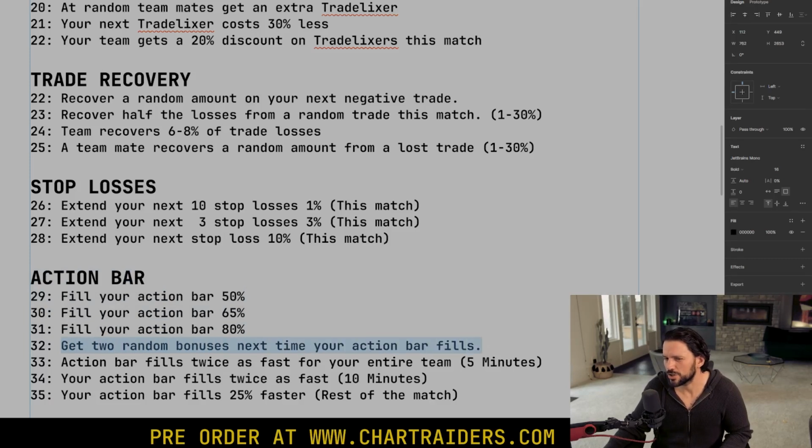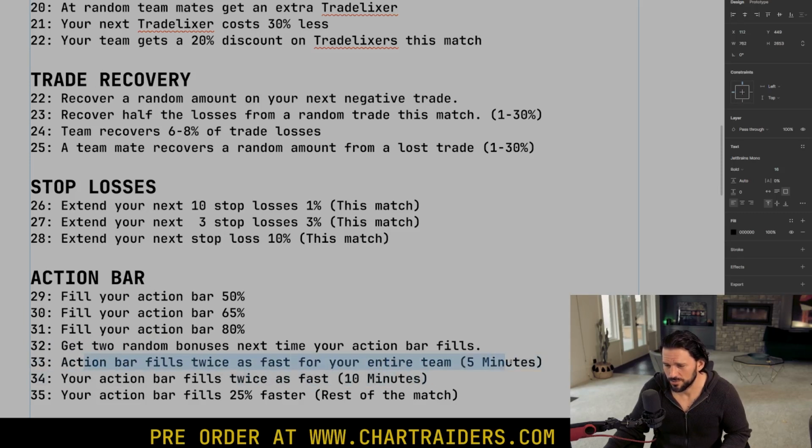This has an interesting interaction a little later on where you can kind of use it to build combos, because there are things in your action bar that are timed. Like this one, for example, action bar fills twice as fast for your entire team for 5 minutes. Your action bar fills twice as fast for 10 minutes. You might get this 2 random bonuses and you might be able to stack these both at once, giving yourself 5 minutes of 3 times as fast.